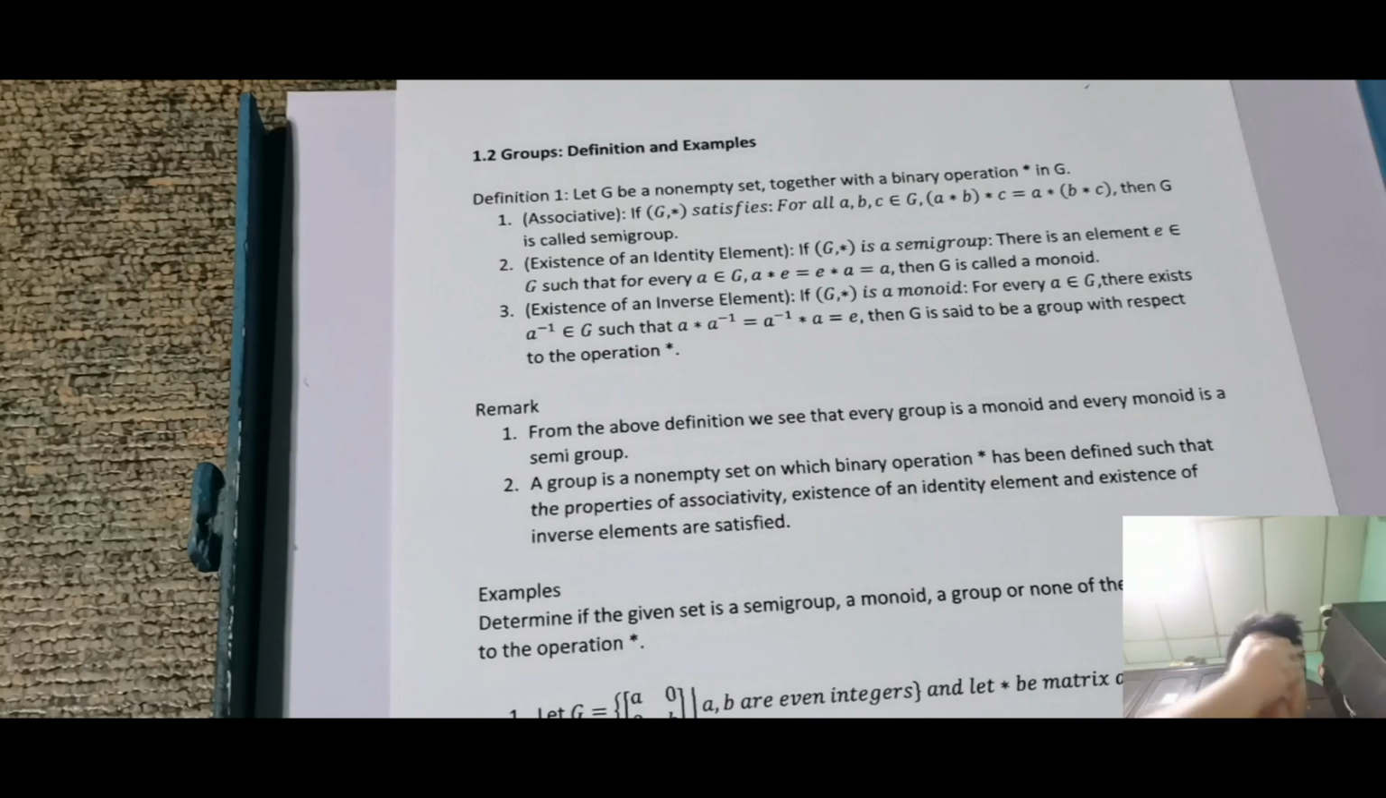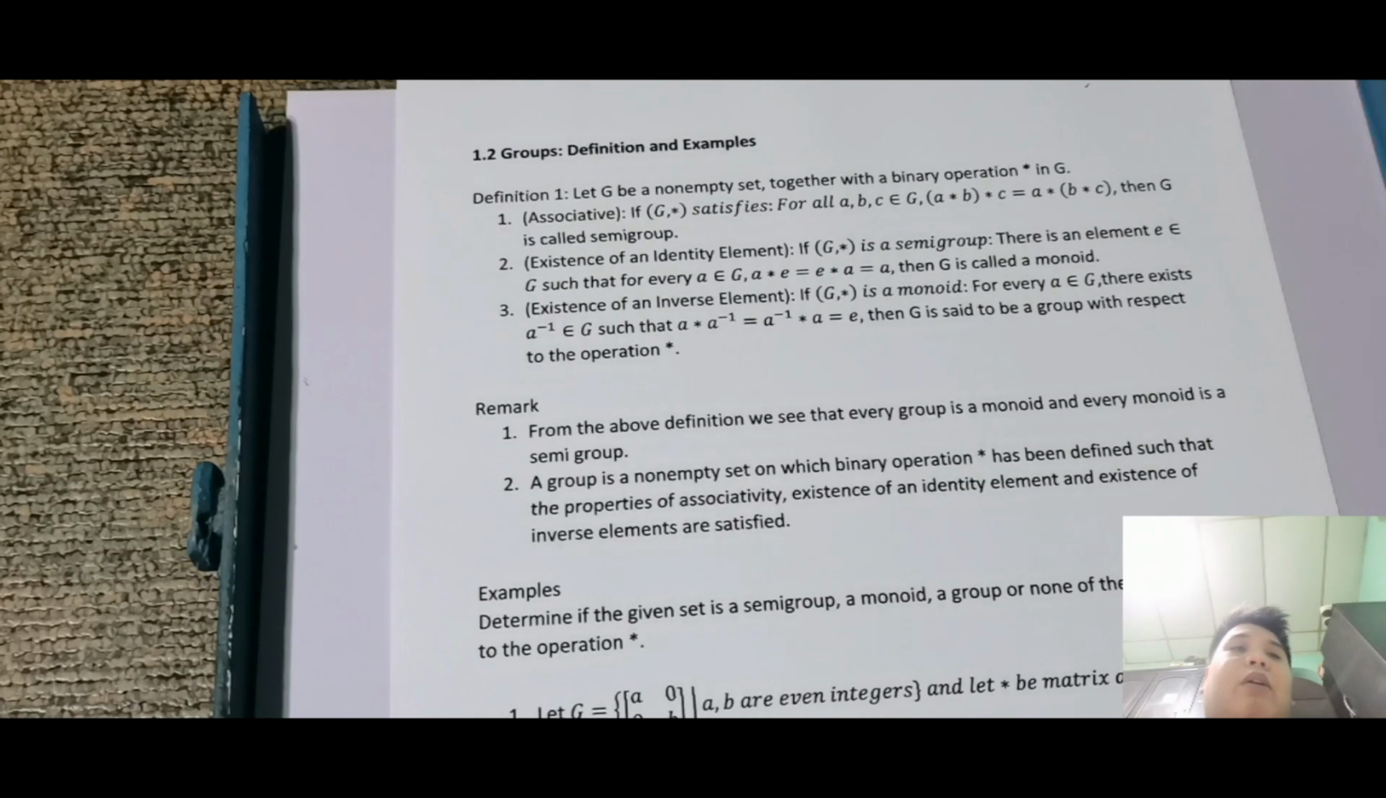So moreover dito sa topic na ito pag-uusapan natin yung structure ng group. So na isang set together with binary operation rather. So kumbaga bago natin siya ma-determine as group. Okay, so let's have definition number 1 kasi 1.2 na siya.